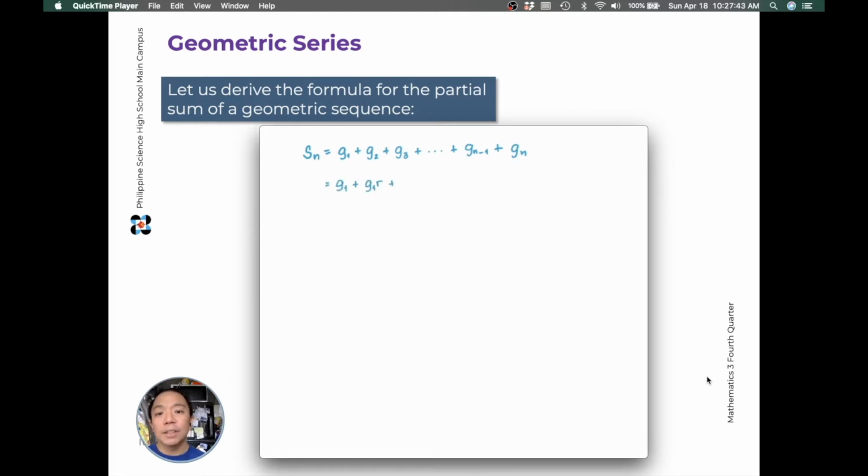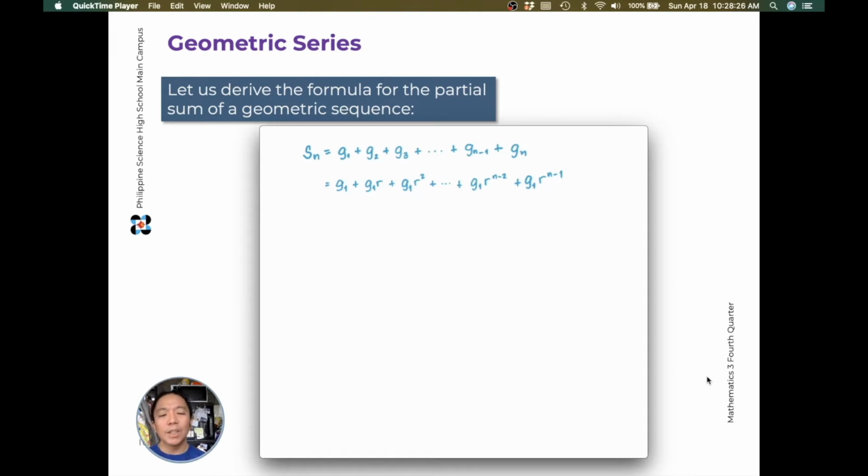The third term is the first term na dalawang beses nating multiply si r, or r squared. And so on. So the second to the last term is the first term multiplied by r raised to n minus 2. Kasi the last term is the first term multiplied by r n minus 1 times. I hope this is clear kasi yung first term, hindi natin minumultiply ng r. So, pag nag-start tayo mag-multiply ng r sa second term, pagdating natin dun sa nth term, n minus 1 times lang tayo nag-multiply ng r.